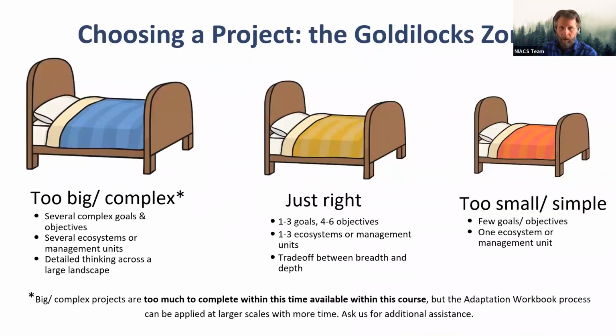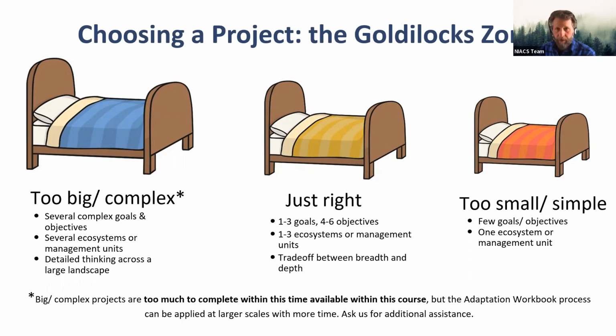So hopefully you were all able to join one of our discussions last week. If not, I put this out there for you all to consider: what's the right size of a project? What's the Goldilocks zone where your project size is just right? It's not too big and too complex, taking a ton of your time to go through the adaptation workbook process, but also not too small and too simplified, so that there just isn't a whole lot to say about it.